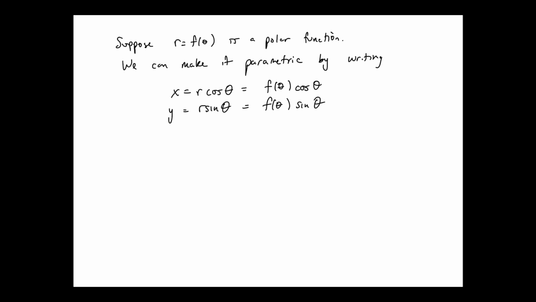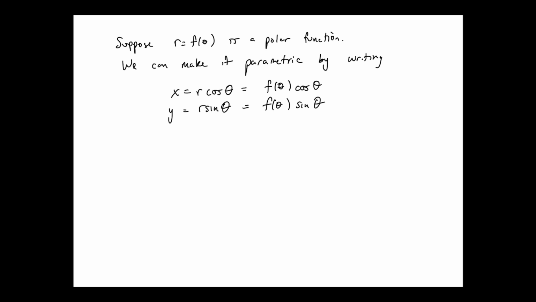And so if I know that r is given by some function of theta, I can just substitute that in and I get x equals f of theta cos theta and y equals f of theta sine theta. Okay, does that make sense? Yeah, based on what we did last time. Now the benefit of looking at it in that way is that we can actually answer the first calculus-related question, which is slopes of tangent lines.